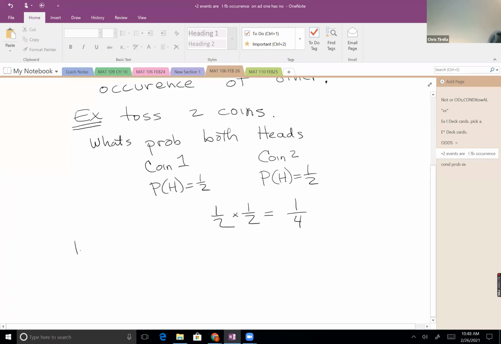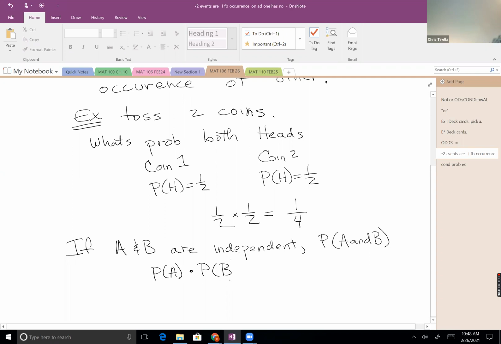So if A and B are independent, the probability of A and B will be the probability of A times the probability of B.